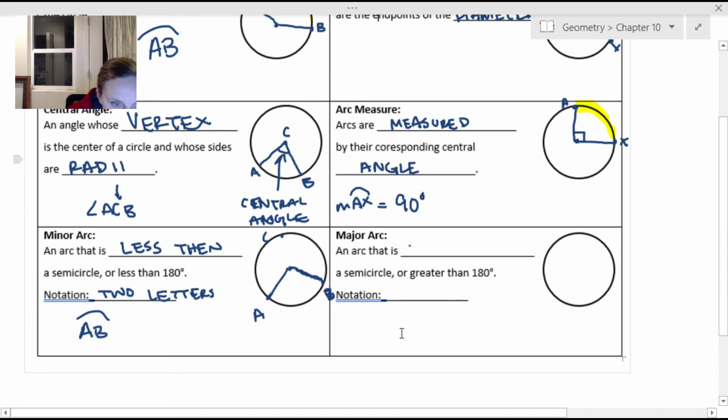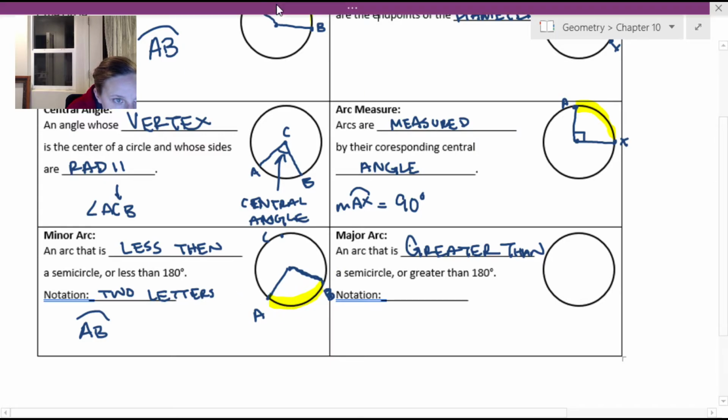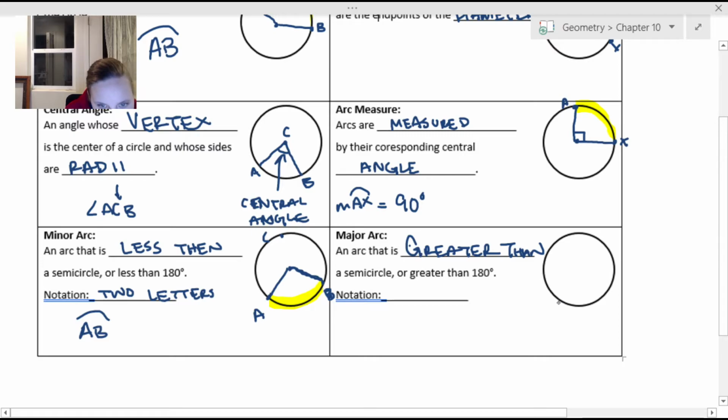Okay, and a major arc is greater than a semicircle. This was the minor arc, AB, which is less than a semicircle. So a major arc, if we have the points in the same spot, so this is A, this is B, this is C, and we wanted to talk about a major arc, it's going to be three letters. And you go through the letters in the same order. So if I want arc ACB, I'm going to start at A, go around through C and B. That's a major arc. So three letters.